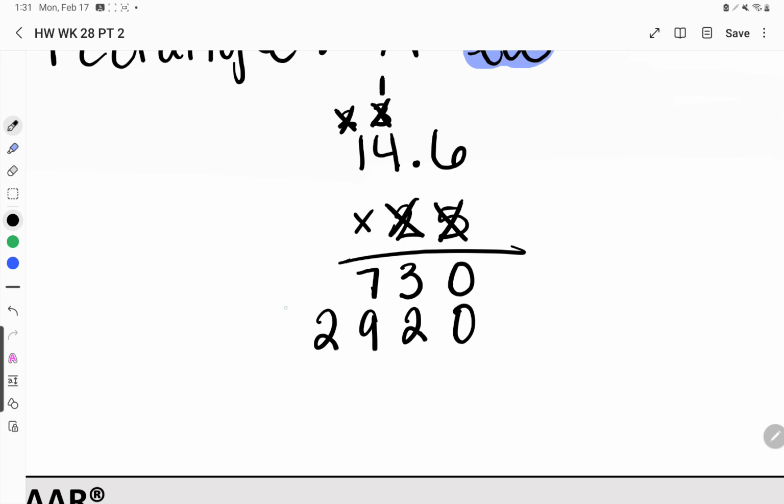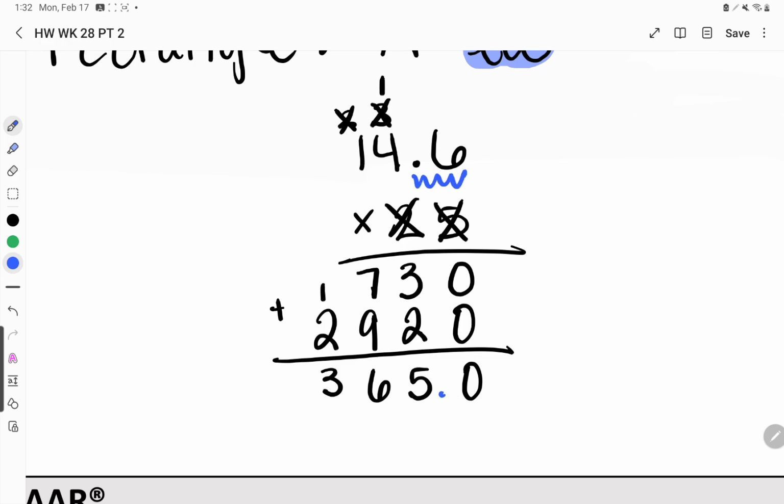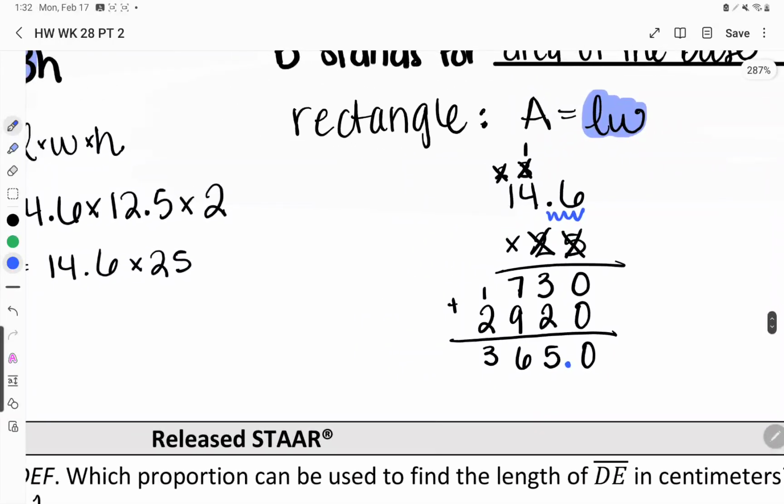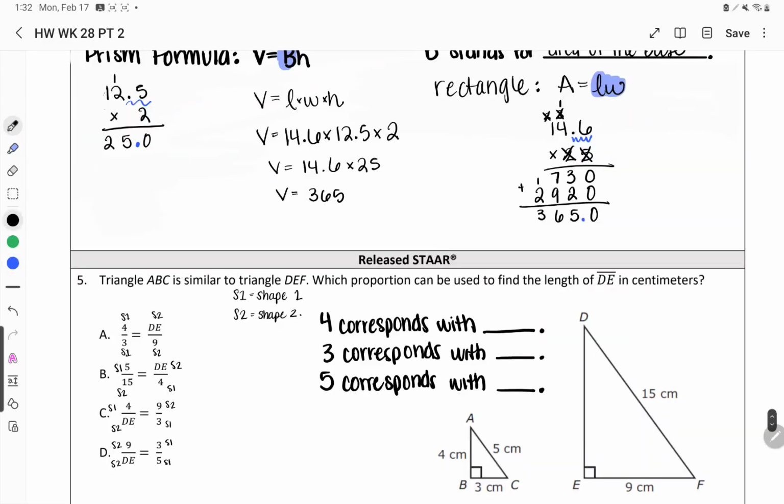So now what do I do with these? I add them together. What's 0 plus 0? 0. 3 plus 2? 5. 7 plus 9? 16. So I write down a 6, carry my 1. 1 plus 2? 3. How many decimal places do I have? 1. So my answer is going to be 365.